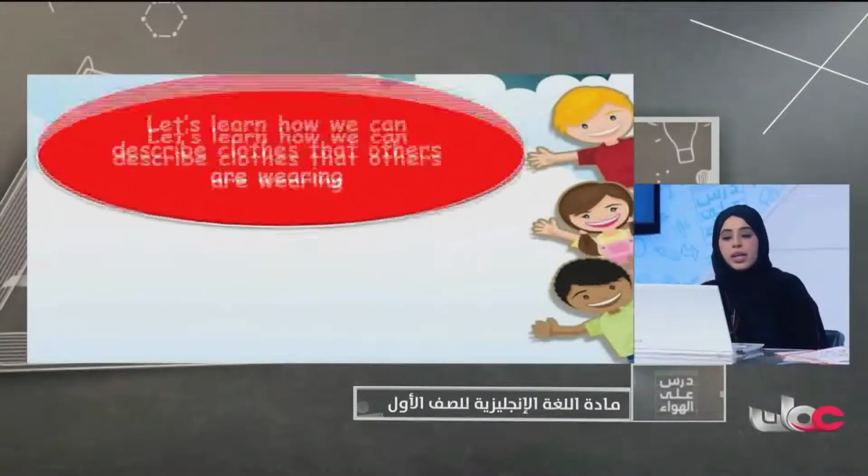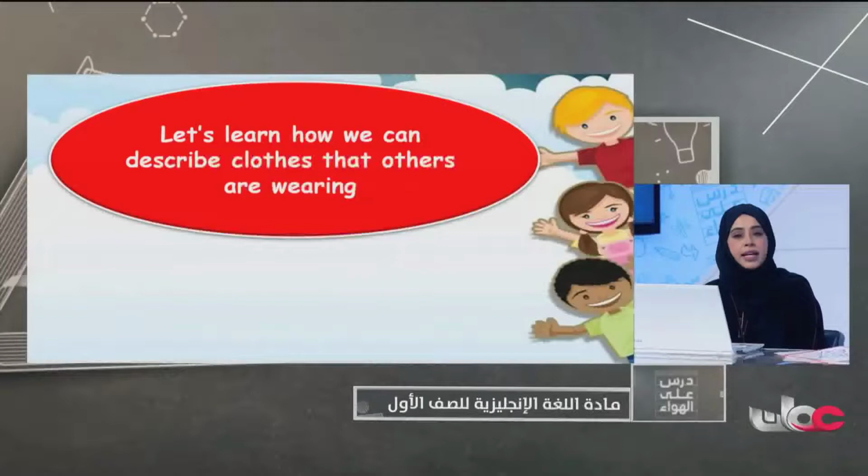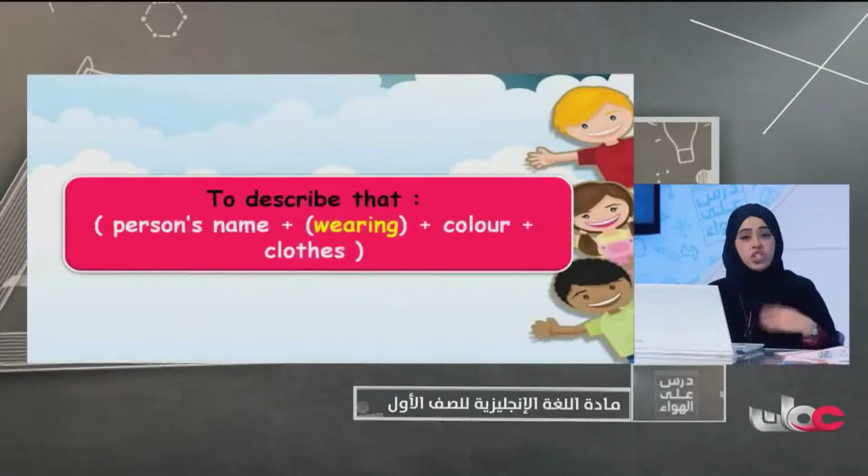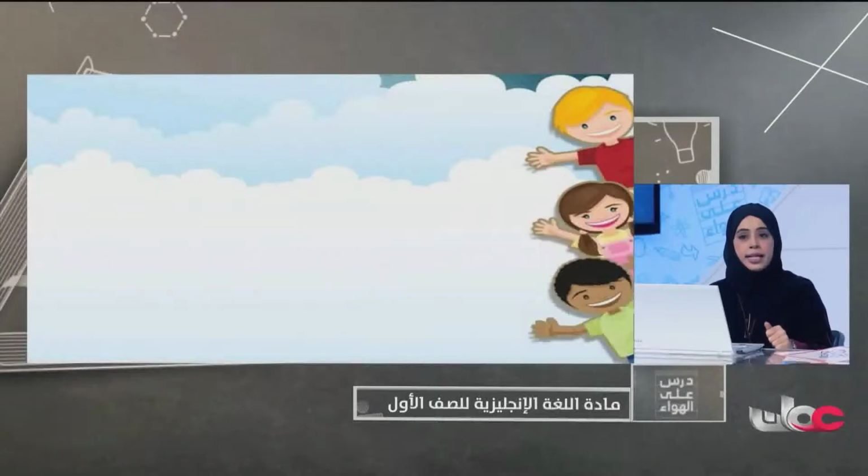Let's move to the last activity, and this time we are going to learn how we can describe clothes that others are wearing. Look here. To describe what others are wearing, first of all, you have to say the name of the person, then the word wearing. Then the name of the color, and the last thing is the name of the item of clothing. Let me give you an example.